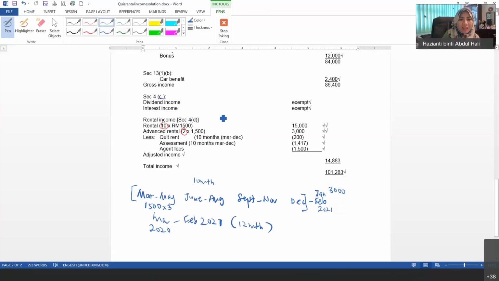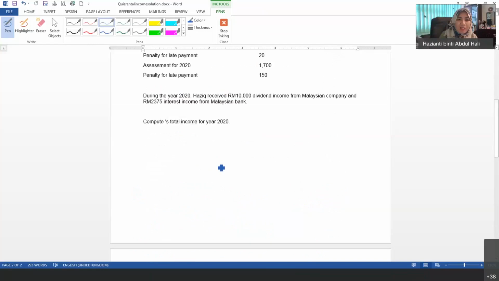Tapi this is tax. Tax kita akan habis up to December. So 2 bulan tu dikira advance lah. Okay. Faham.